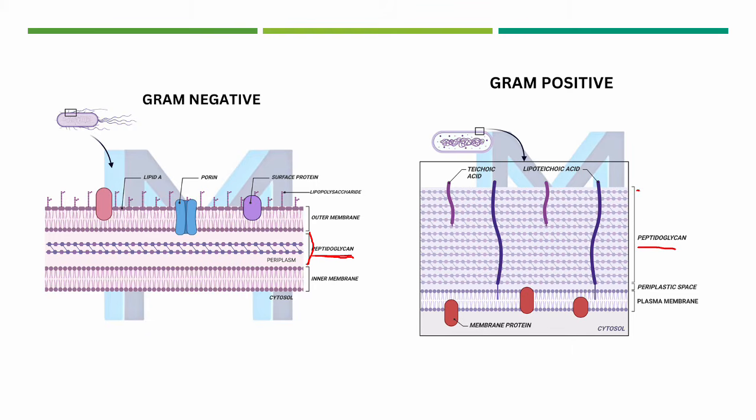Furthermore, this peptidoglycan layer that is thick in gram-positive provides rigidity and strength to the cell wall. But another thing that differentiates the two is that gram-positive does not have an outer membrane. If you look at gram-negative, you find an outer membrane here. And this outer membrane, which is outside the peptidoglycan layer of the gram-negative bacteria, also acts as an additional barrier.